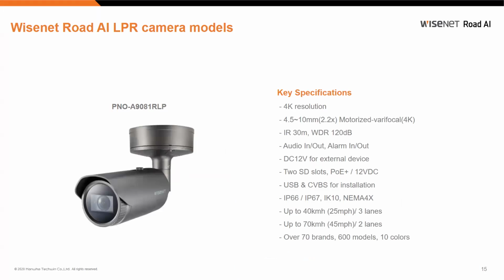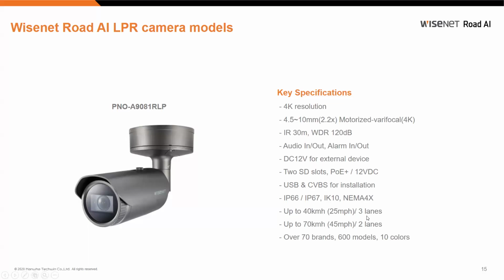Then we have our standard bullet, the PNOA 9081 RLP, also a 4K camera, but it has a 2.2x motorized zoom lens. So, depending on your application, if you have smaller distances and the camera is closer up, then this certainly can suffice. This has a 4.5 to 10 millimeter zoom lens and 30-meter IR range. And again, you can see here it lists some of the speeds: 45 miles an hour, 2 lanes, or 25 miles an hour, 3 lanes. We'll talk about those distances and specs coming up shortly.